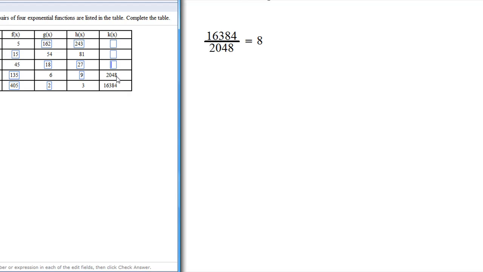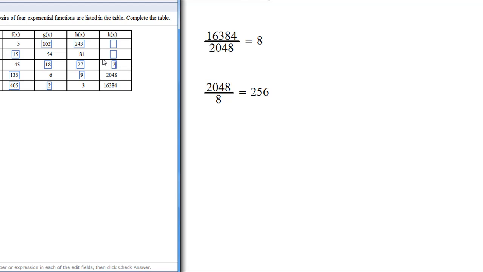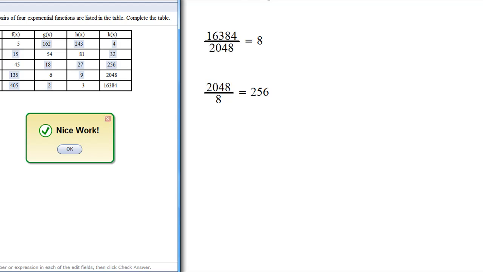So what will happen here? The value before this is going to be 2048 over 8. You can divide it easily, but let me just write it. If we divide 256 by 8, we do it different ways, but anyway, 8 times 3 is 24, we carry 1 over, we get 16. Then 32 over 8 is 4. Okay, so let's see if we got it right. Very good.